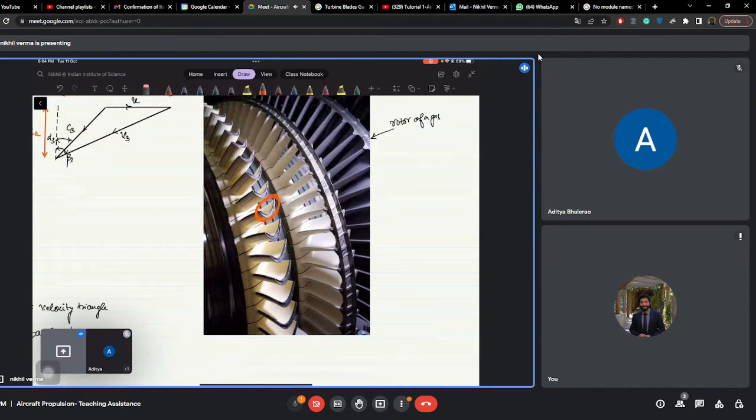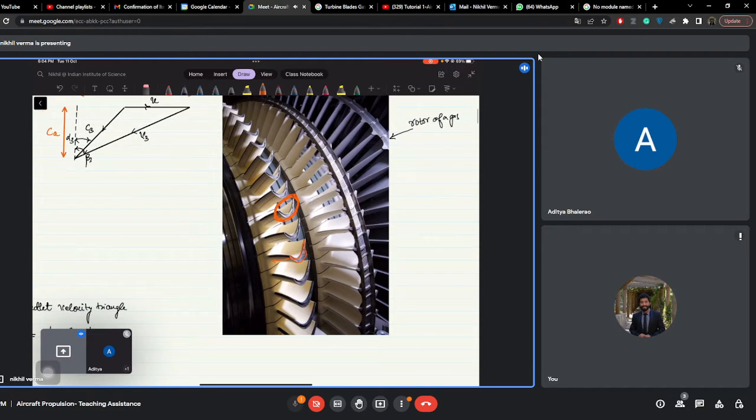And also one thing to be noticed is that the blade profile varies along the height also. So along the height, the blade profile may vary or may not vary. It depends on how you have designed your turbine blades.